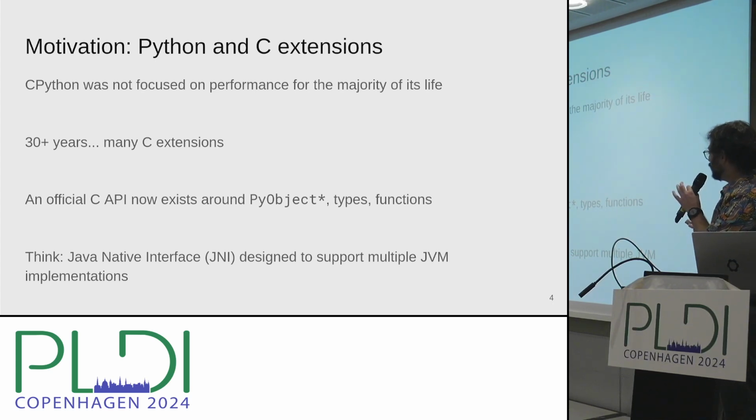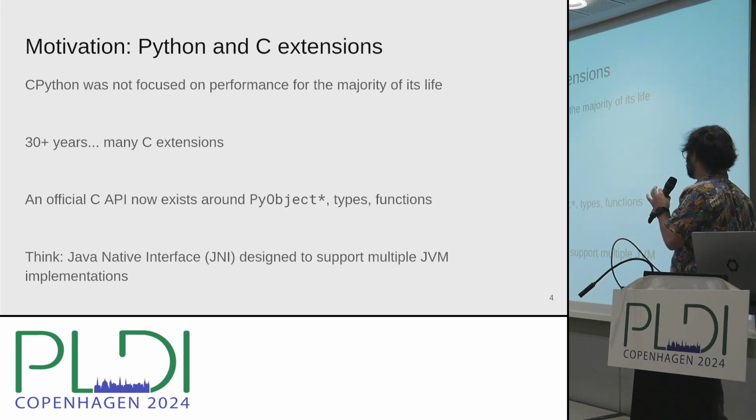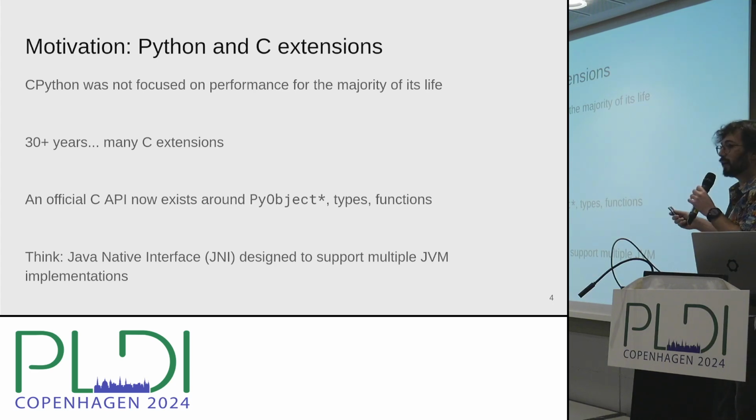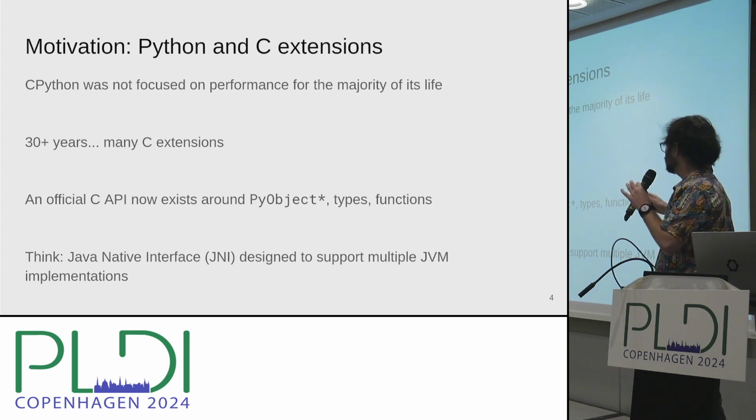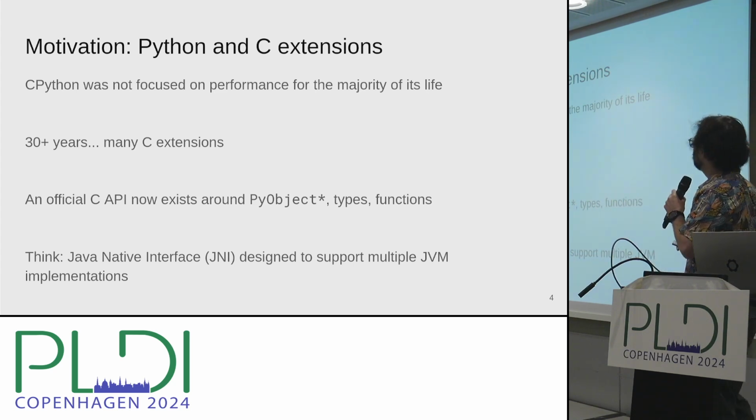And it's kind of like the JNI, but it's a little different. The JNI was designed from the get-go, I think, to support multiple JVMs. The C API was just CPython.